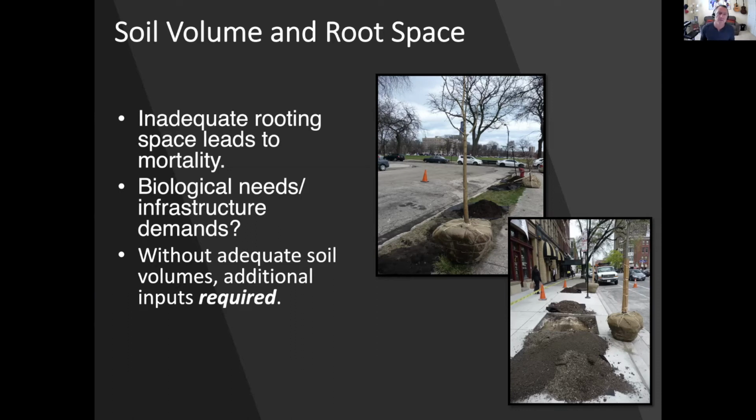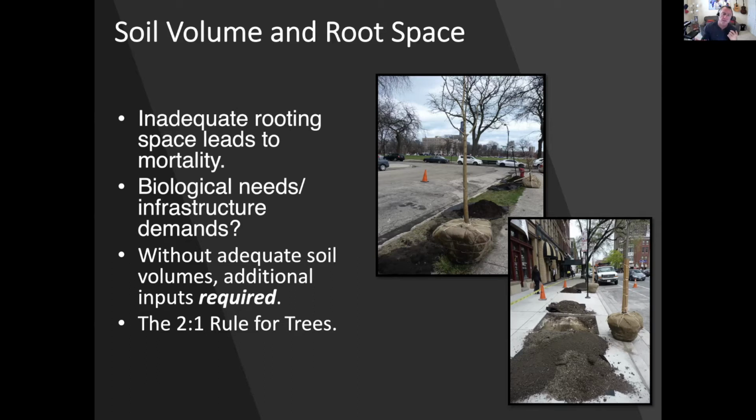And so we have to realize or acknowledge that without these adequate soil volumes, I realize that we may not have space enough to give due to pedestrian traffic and so forth. But we need to realize and anticipate those additional inputs that are going to be required, which primarily is supplemental water. Water is the single most ecologically limiting component in a tree's survival. And so we need to think about basically what I call the 2-to-1 rule.